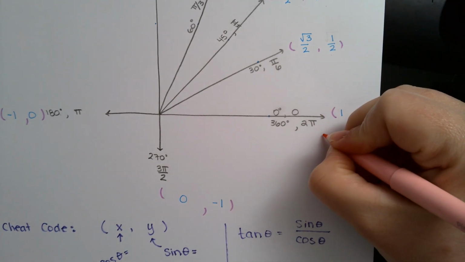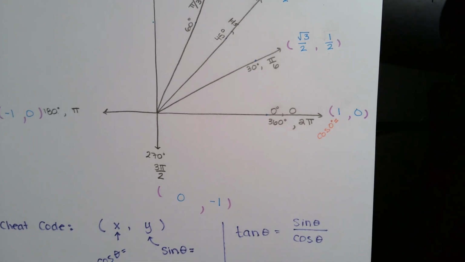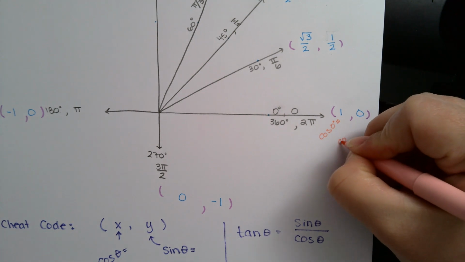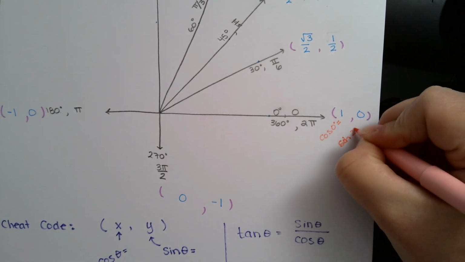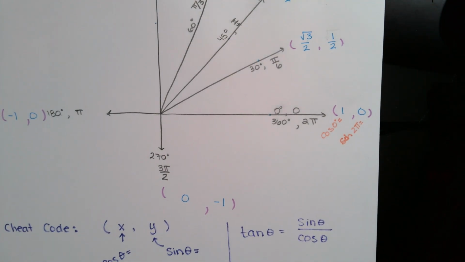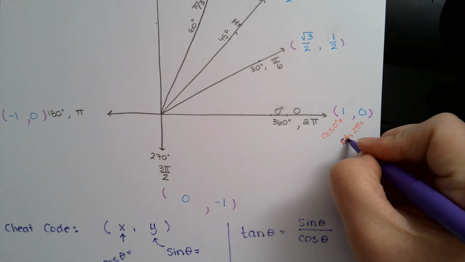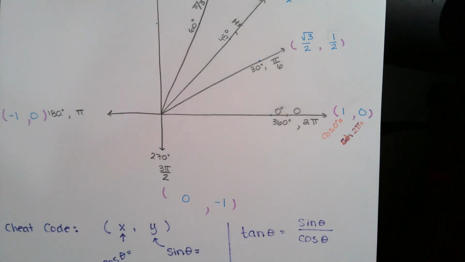If I want to know what cosine of 0 degrees is, it is 1. If I want to know what sine of 2 pi is, it is 0. If I want to know what sine of 360 degrees is, it is 0. So whatever this angle is, I know the answer of it for sine, and I know the answer of it for cosine.